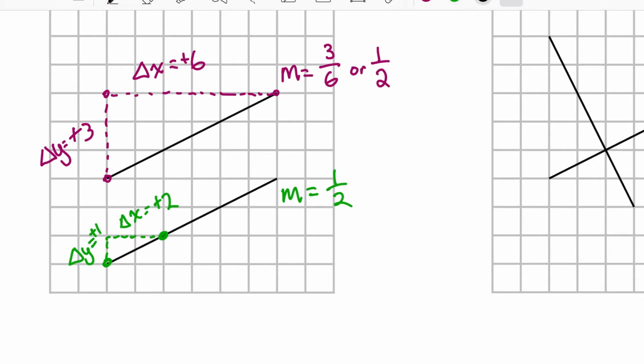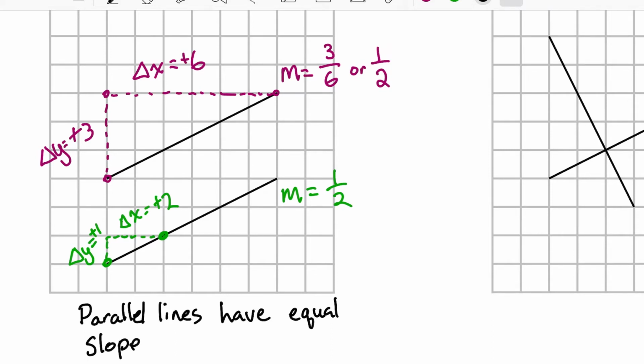So what can we say about parallel lines? Parallel lines have equal slopes. That's a rule. That's the law.